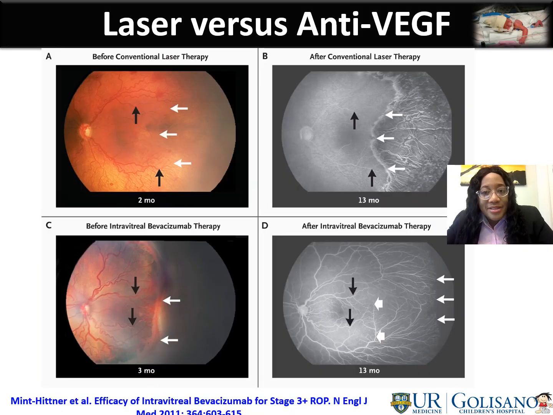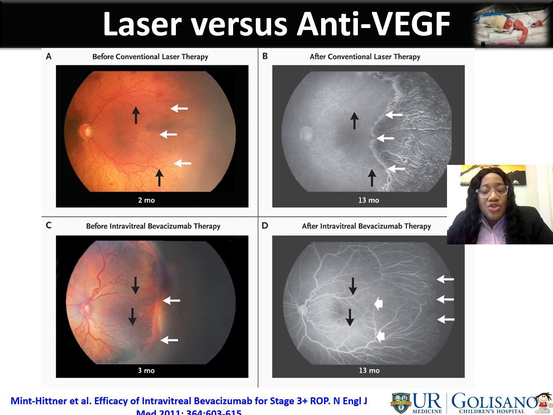The BEAT-ROP study was a prospective, randomized controlled landmark study published in the New England Journal of Medicine in 2011 comparing laser therapy with bevacizumab. These photos and corresponding angiograms show infants with stage 3 zone 1 ROP. Figure A shows the retina in an X24 weeker before laser therapy at 33 weeks postmenstrual age. And figure B was taken in the same infant at 13 months PMA, showing full thickness destruction of the peripheral retina with the underlying choroidal vessels visible.